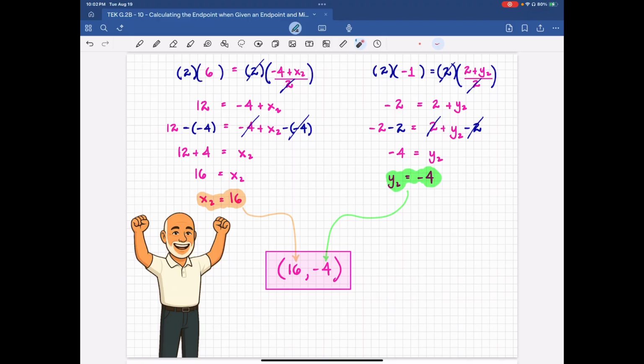Here's the continuation of the work from the previous problem, and you'll notice that the final answer is 16, -4.